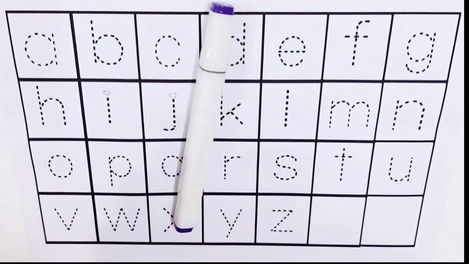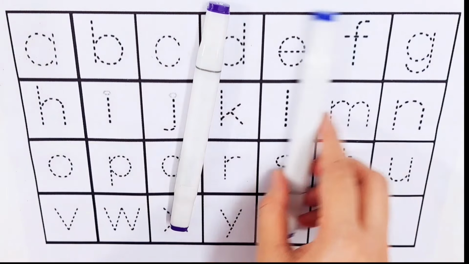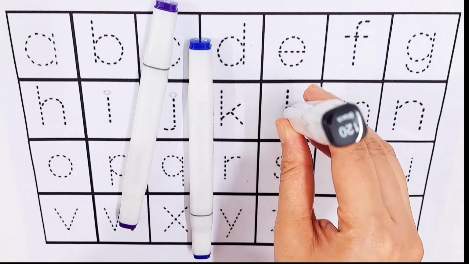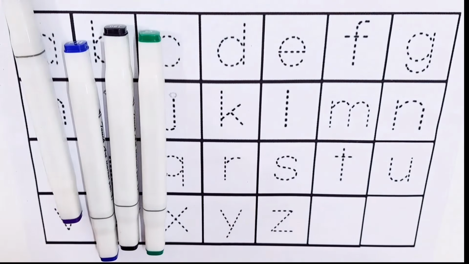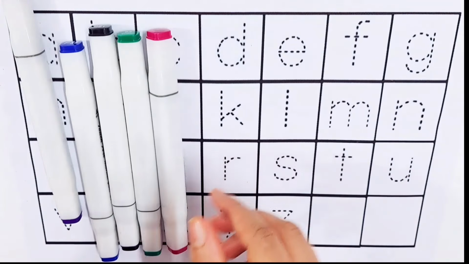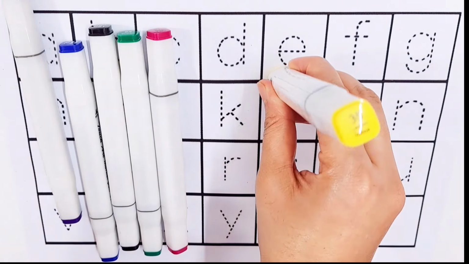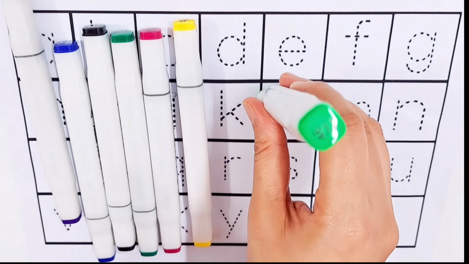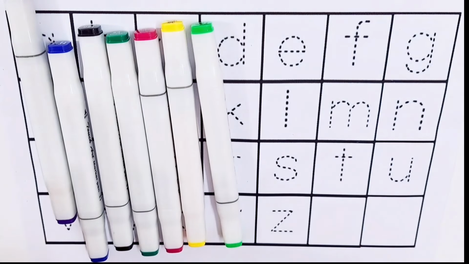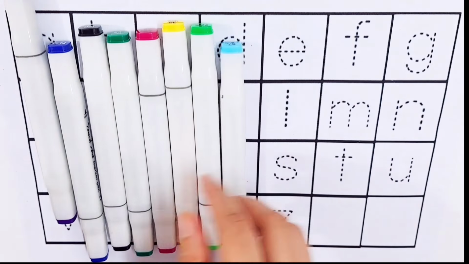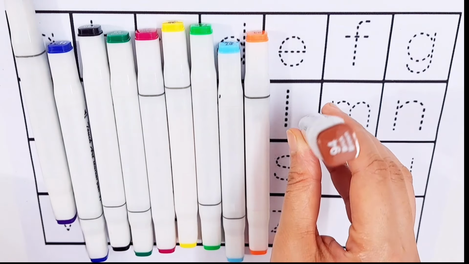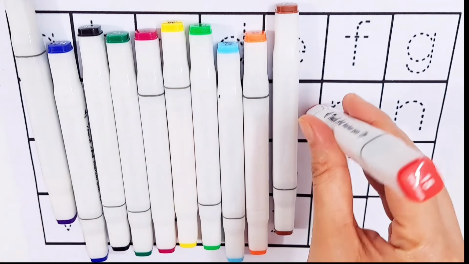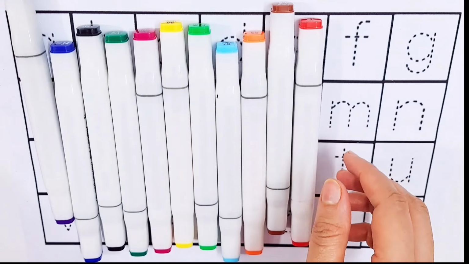Let's learn some colors name. Violet color. Dark blue color. Black color. Dark green color. Purple color. Yellow color. Light green color. Sky blue color. Orange color. Brown color. Red color.